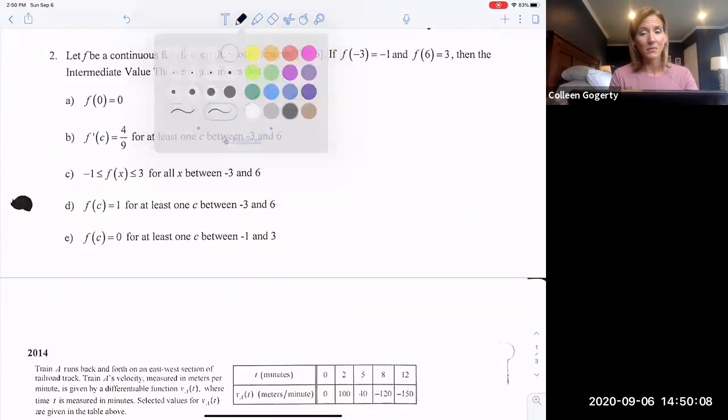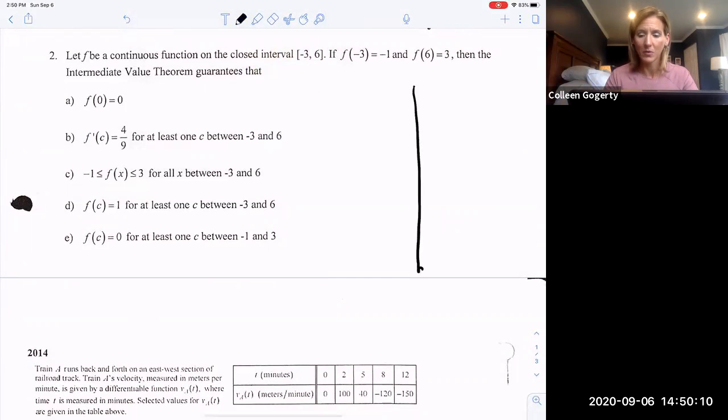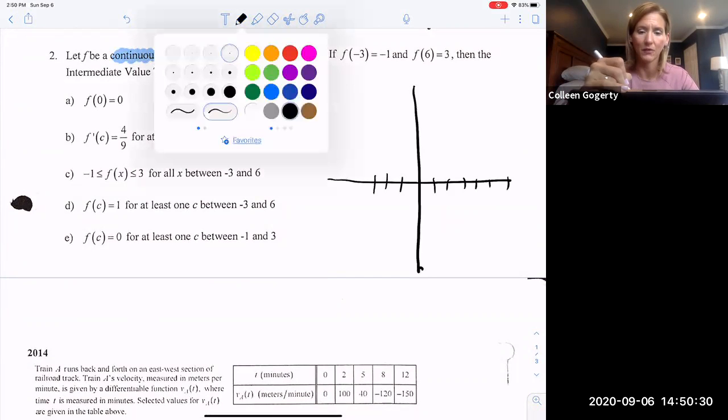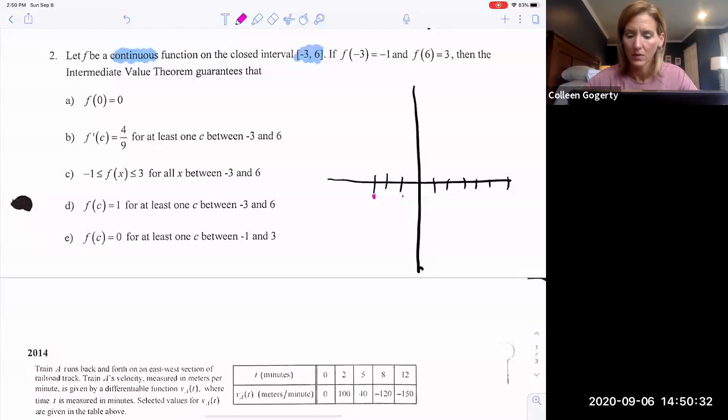All right, once again, I'm going to make a table or a graph for myself to just help out a little bit. Okay, so I am told, I'll look at that nice word again, continuous function from -3 to 6. Okay, so -3, 1, 2, 3, 4, 5, 6. So f of -3 is -1. So that point right there. And then I also have (6, 3). So it'll be about there. Let's say 1, 2, 3.